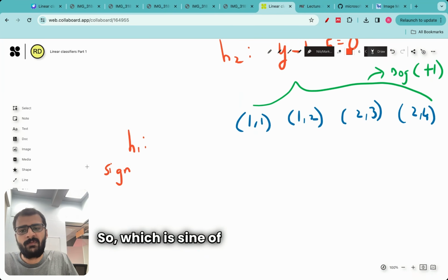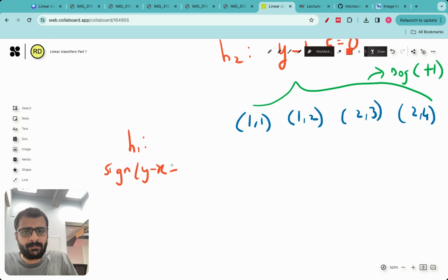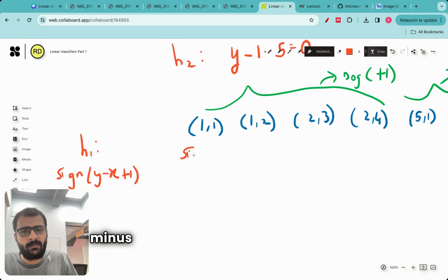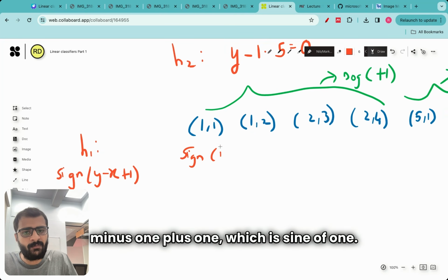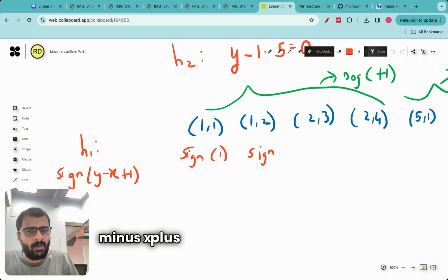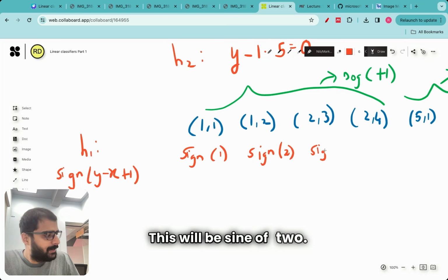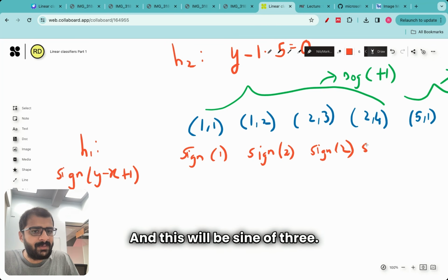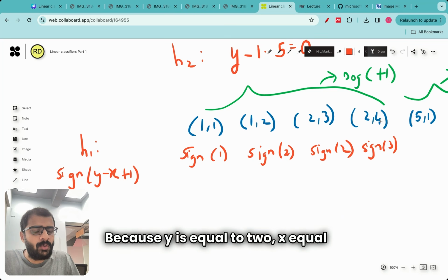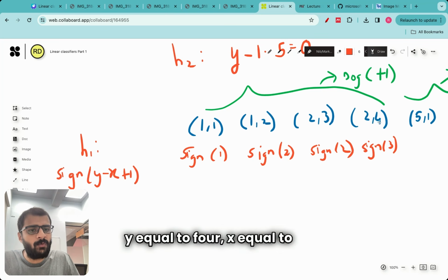So which is sine of y minus x plus 1. So let's do this. The value for this will be sine of 1 minus 1 plus 1, which is sine of 1. The value for this will be sine of y minus x plus 1, which is sine of 2. This will be sine of 2, and this will be sine of 3, because y is equal to 4, x equal to 2. So y minus x plus 1 is 3.